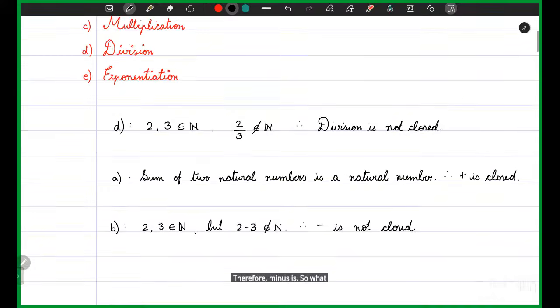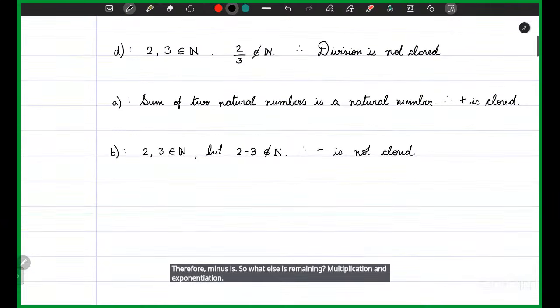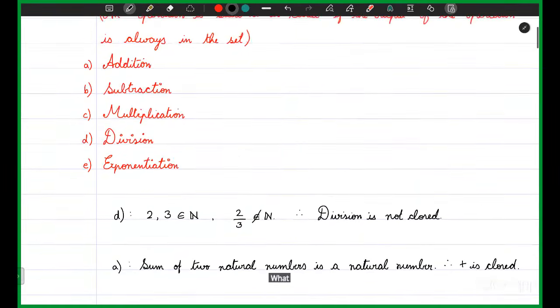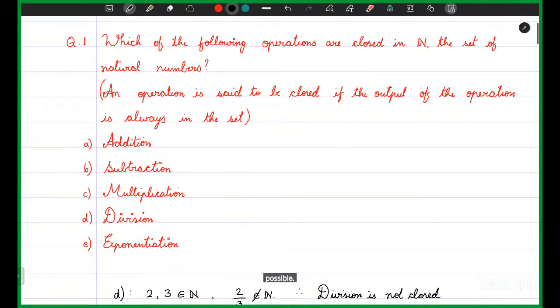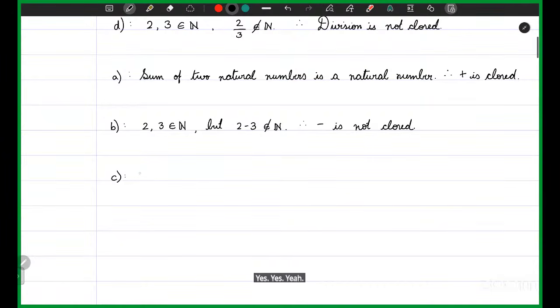So what else is remaining? Multiplication and exponentiation. What about multiplication? It is either closed or not closed. What is it? It's closed. The product of two natural numbers is always a natural number, so it always comes inside the set of natural numbers.